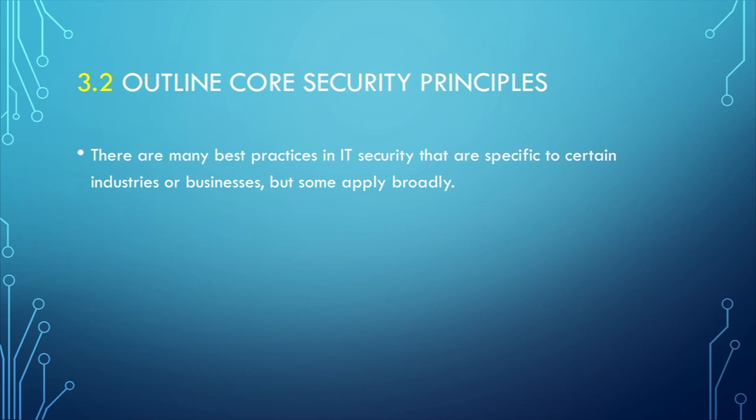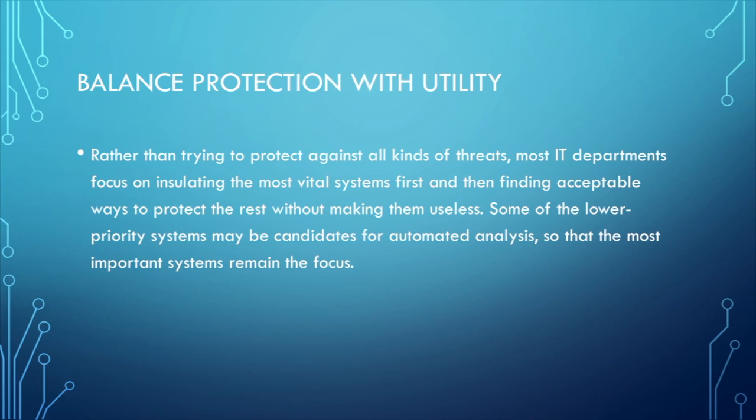Outline core security principles. There are many best practices in IT security that are specific to certain industries or businesses, but some apply broadly. Balance protection with utility. Rather than trying to protect against all kinds of threats, most IT departments focus on insulating the most vital systems first and then finding acceptable ways to protect the rest without making them useless. Some of the lower priority systems may be candidates for automated analysis, so that the most important systems remain the focus.